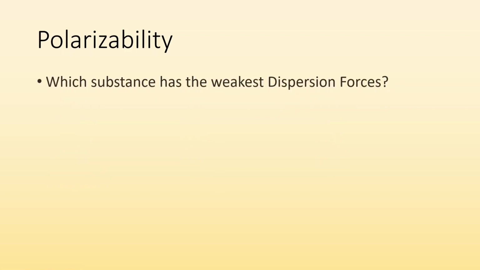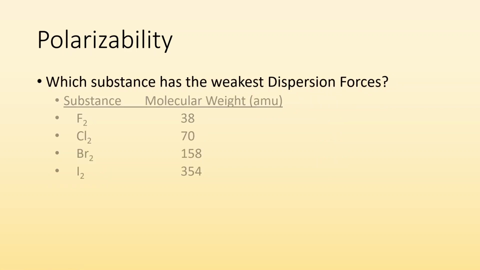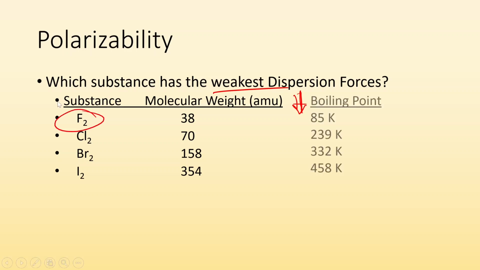Nice. All right, which substance has the weakest dispersion forces? Again, if I want the weakest, I am looking for the lightest one, the least polarizable, the smallest one. And then here they give me the molecular weights. It looks like the smallest one is F2. Let's see what their boiling points are. Hey, wouldn't you know it? Out of all those options, F2 is the one with the lowest boiling point.